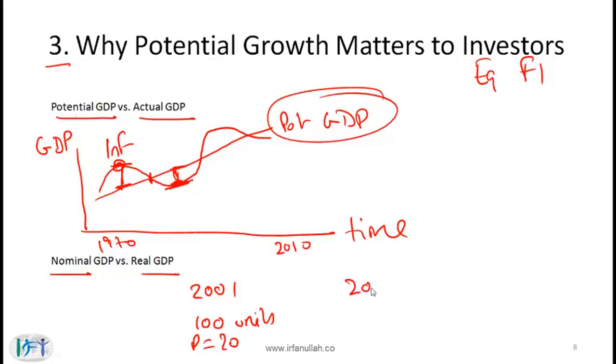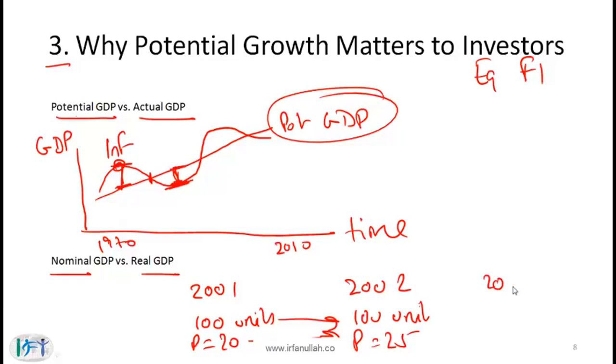In 2002 the output of the country is still 100 units, but the price level is now equal to 25. Now, in real terms, the GDP has not changed. So, in real terms, the output of the country is still the same, but in nominal terms, the GDP has gone up from 2000 to 2500. So, the increase in nominal terms is purely because of changes in price level.